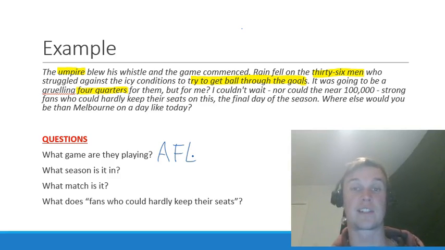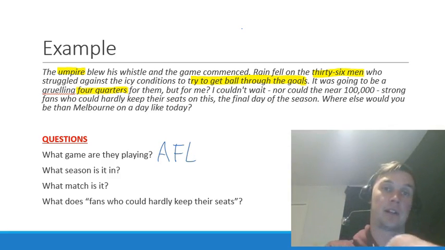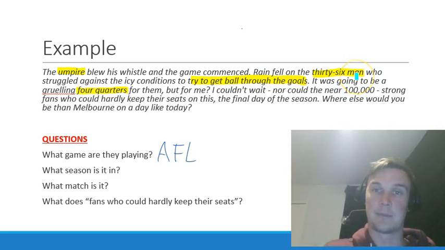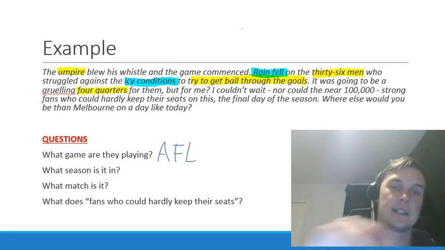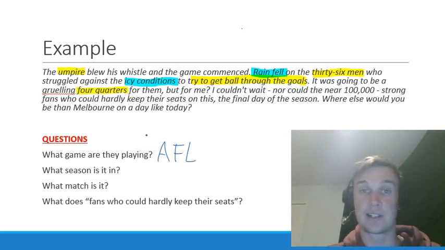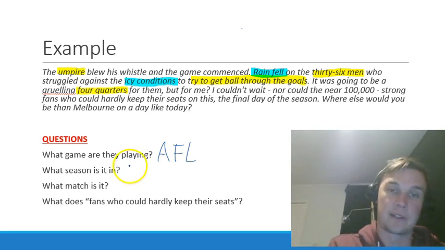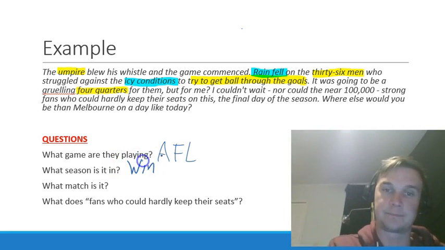Now, second question here is what season is it in? And I'll highlight here in blue. They've just 2 key points here. They've said the rain is falling, and they've struggled against the icy conditions. So obviously already we can eliminate summer. It's icy, it's raining, so I feel this is being played in winter.